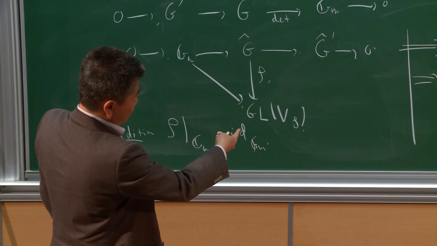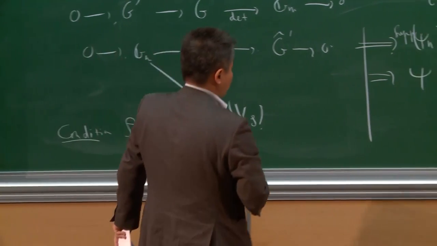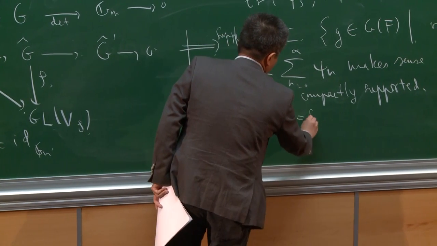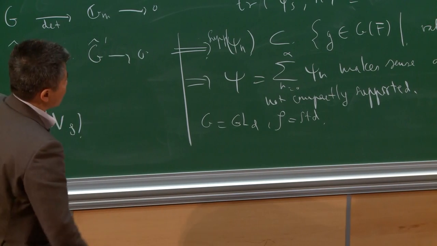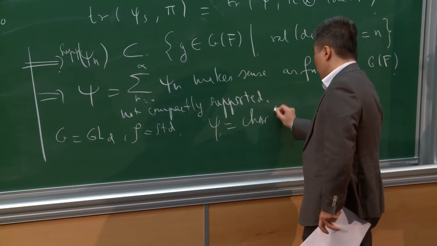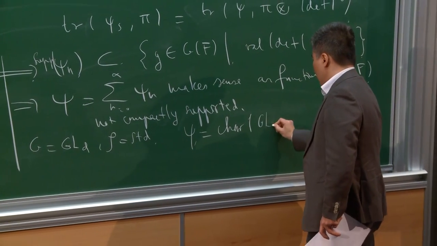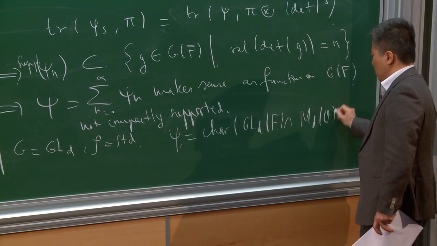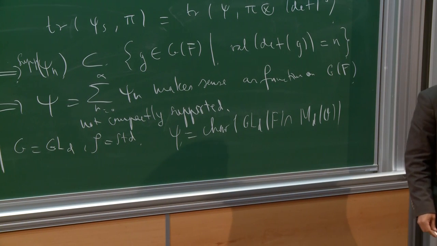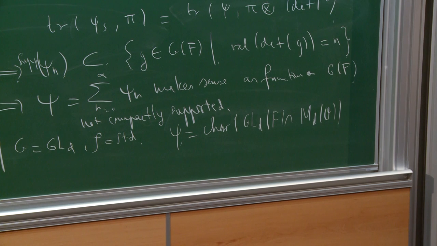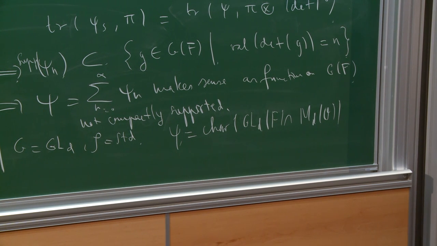Historically, this function looks very familiar, because when G is GL n and rho is the standard representation of the dual group, then psi is the characteristic function of the matrices M n of O in GL n of F. So it's basically just the characteristic function of integral matrices. And this is the single case where the function is simple.